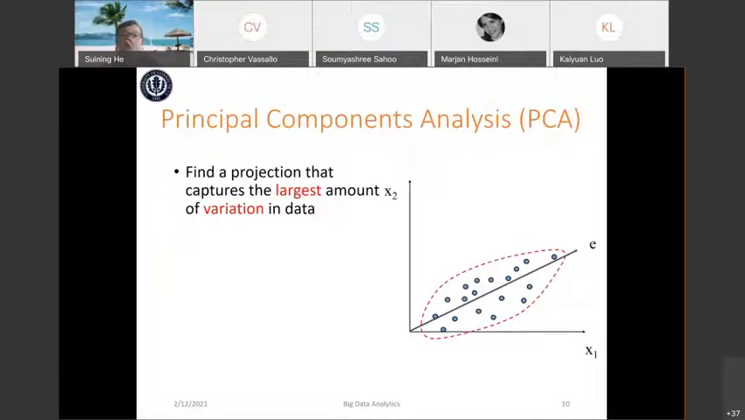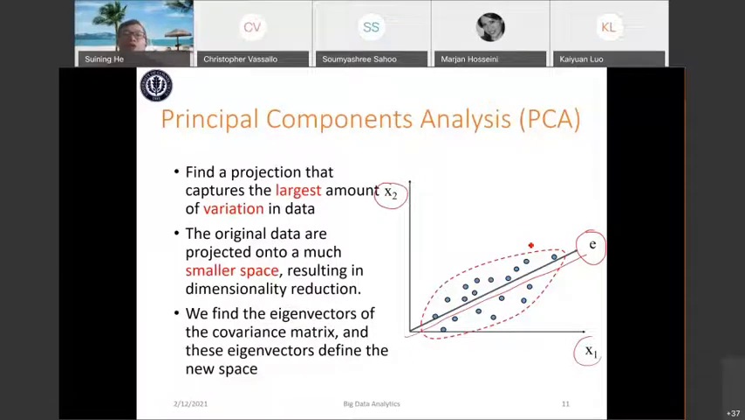So let's see the principal component analysis. It will try to find projections that capture the largest amount of the spread of the entire data set, or the largest amount of the variation. Say we have data points consisting of the X1 dimension and the X2 dimension. We would like to find these directions or a projection space where every data point will be projected towards these directions, and it will have the maximum spread along the entire direction.